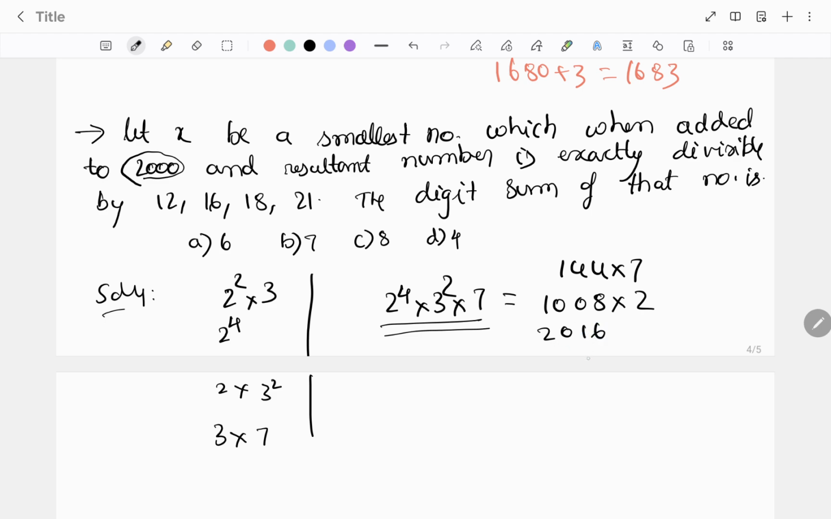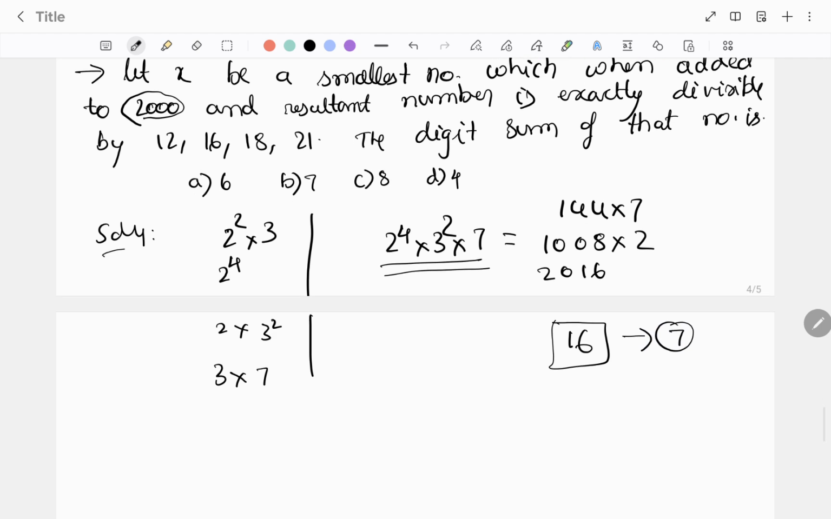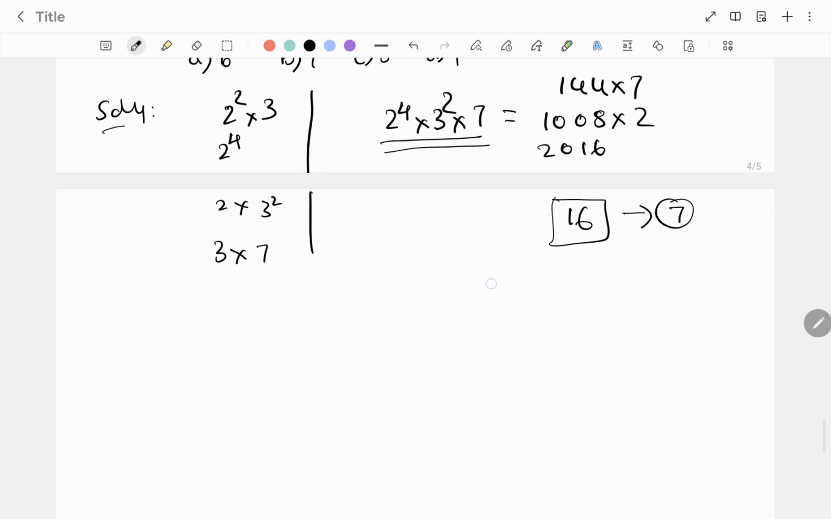So to 2000, what should I add? 16. But what is the digit sum of this 16? 1 plus 6, 7. Or else, see, the easiest thing is 2000 is the given. Among the numbers 6, 7, 8, 4, the digit sum. Okay. Fine. So 7 is our answer.